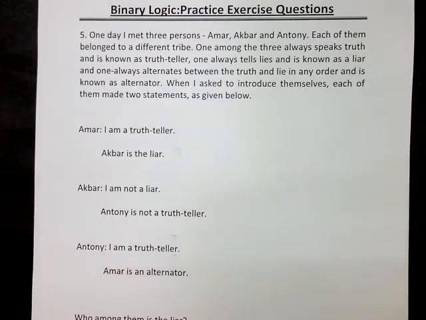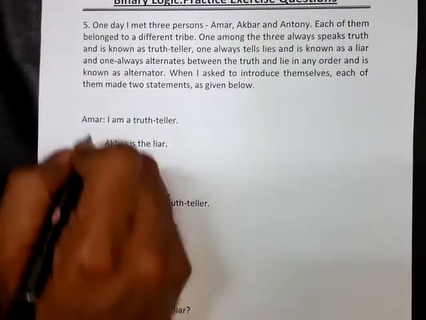If we observe the statements made by Amar, Akbar as well as Antony, we cannot identify the trigger statement, which means we have to go by the conventional iteration method. We have to consider every existing possibility and then give the final answer. Let us now assume that Amar is the truth teller.